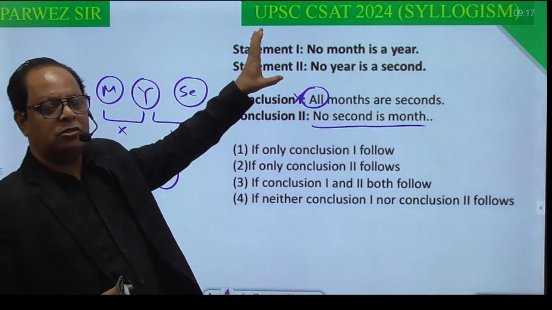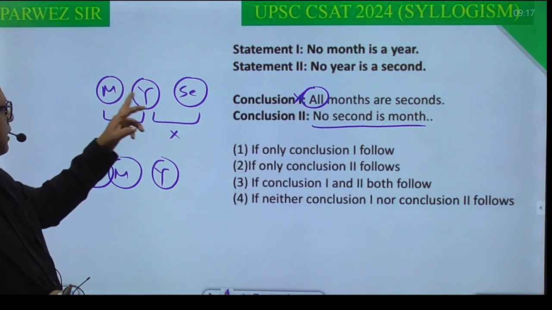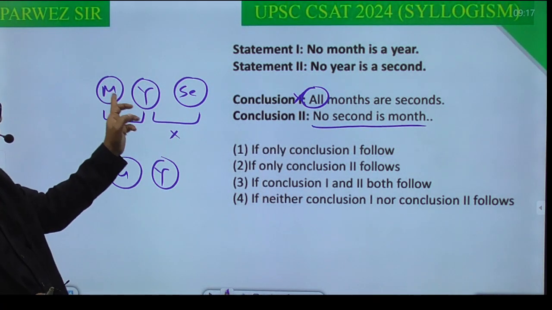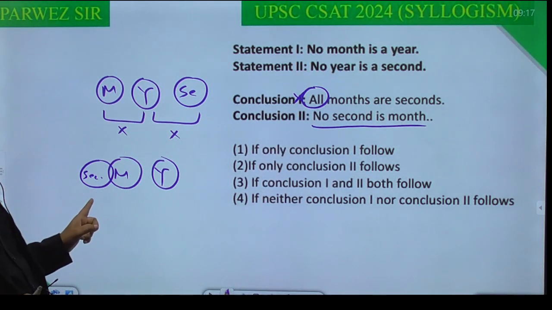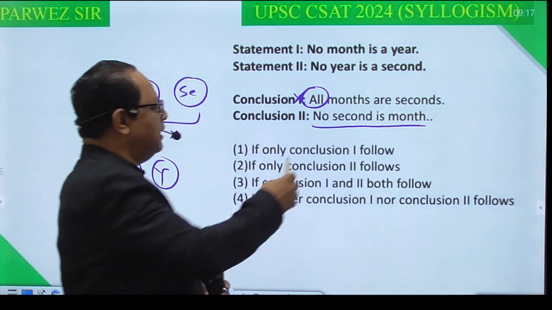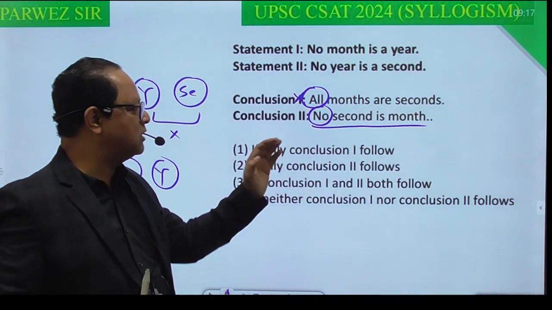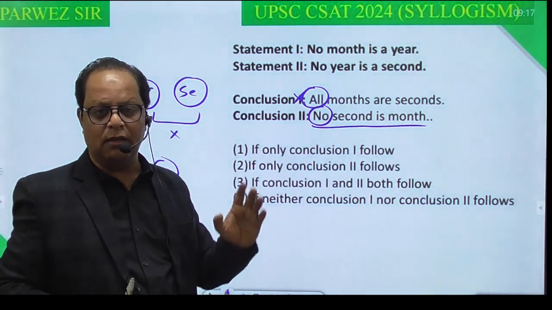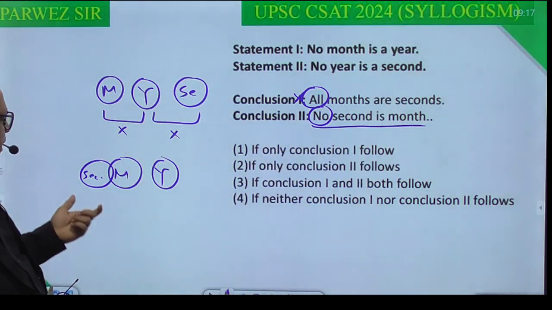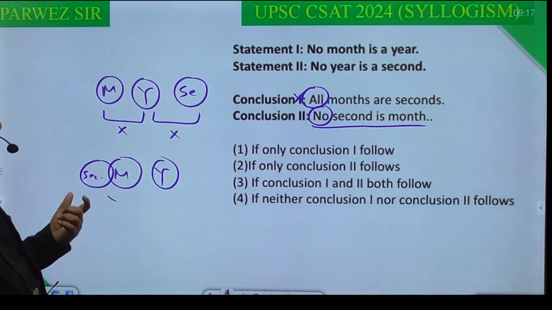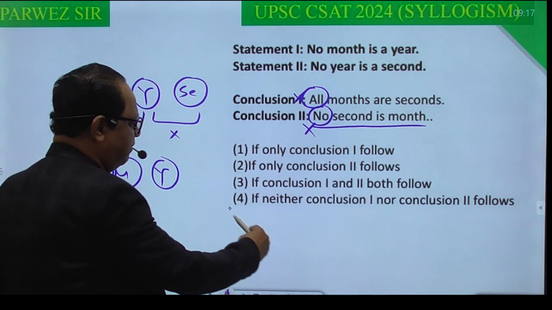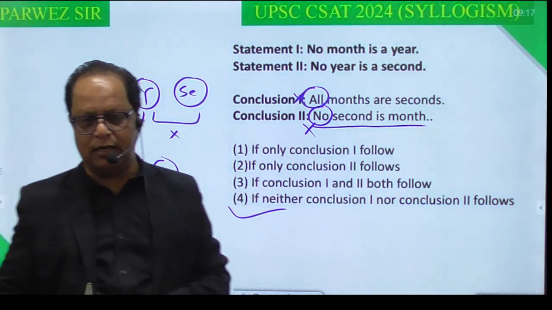Now you just match with the statements. No month is a year. No year is a second. So there is a possibility. And possibility means if a single statement is given, no second is a month will be wrong, because we can't say for sure that no second is a month, because there is a possibility some months are seconds also. So make sure the second conclusion will also be wrong. Neither one nor two will be the right answer.